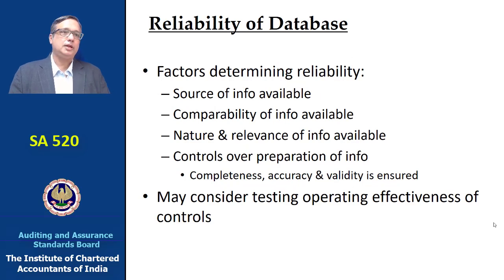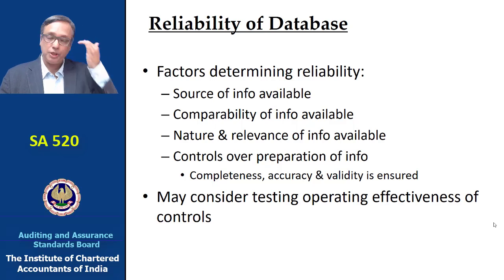One of the factors is the reliability of the database itself. When you're doing these analytical procedures, you need to understand from where this information is going to come, whether you can rely on it. Information from various sources should be comparable and consistent with each other. Let's say, for example, information given by the purchase guy should be in conformity with the production guy. It could be in conformity with the top management explanations which they have given to you. What are the controls over the preparation of that information? How are completeness, accuracy and validity ensured? Is there a robust enough maker-checker system? That needs to be seen.